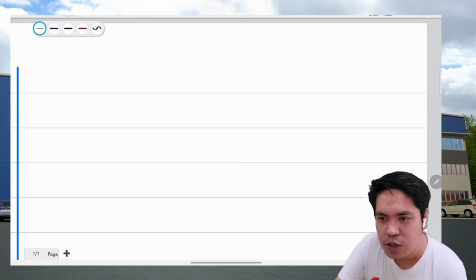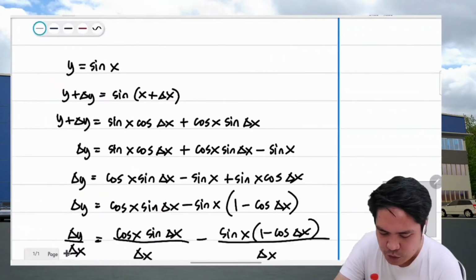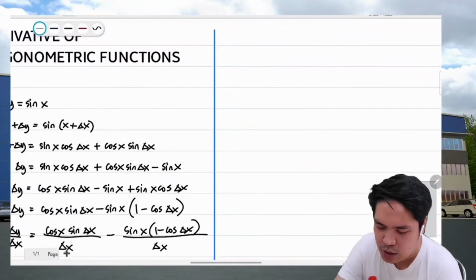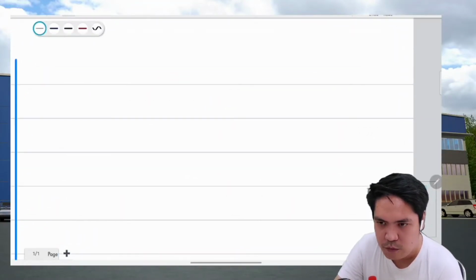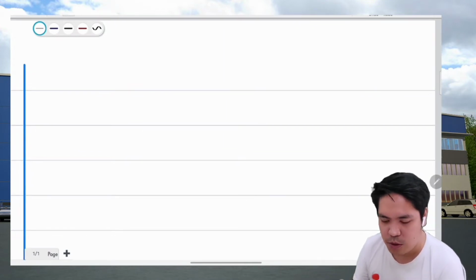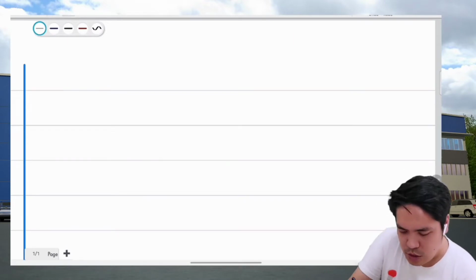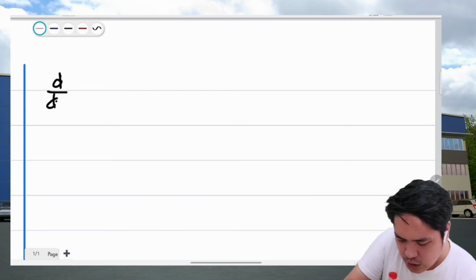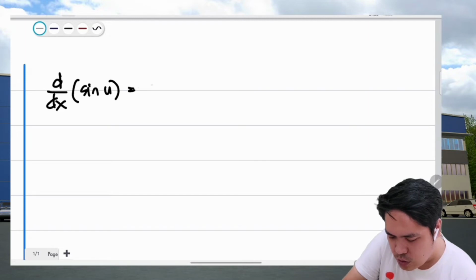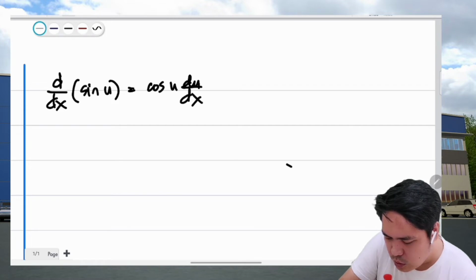Okay, from here, you could also try deriving the formula for the derivative of tangent x or tangent u, secant, cosecant, and other trigonometric functions. But for the sake of making our discussion easier, i-memorize na lang natin yung mga formulas. Okay? So, here are now the derivatives of trigonometric functions. We'll start with, of course, sine u, which we already obtained. That is just equal to cosine u du over dx.